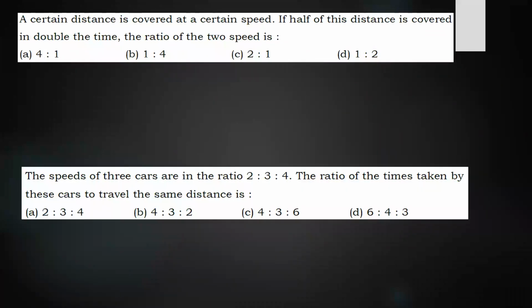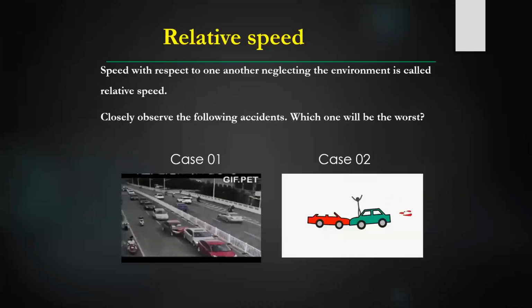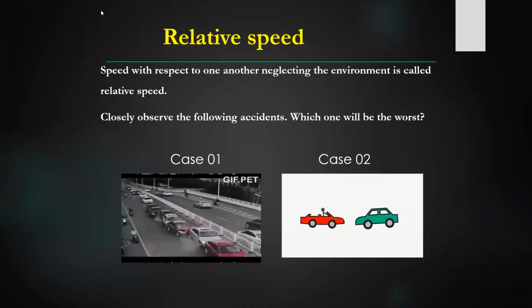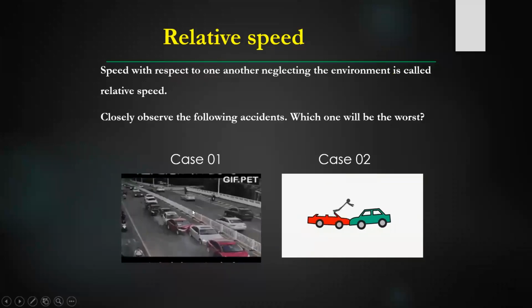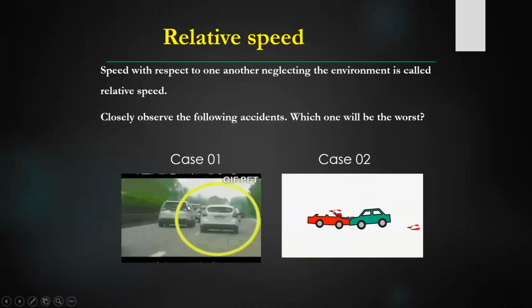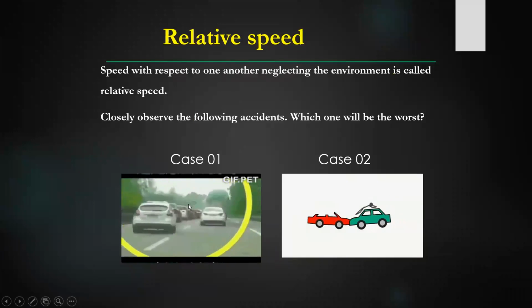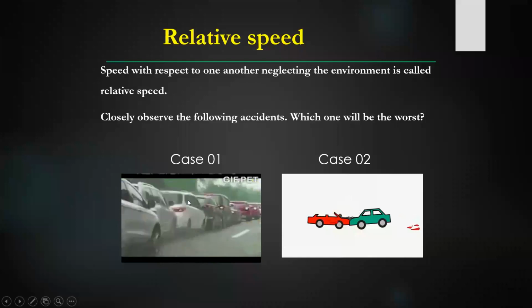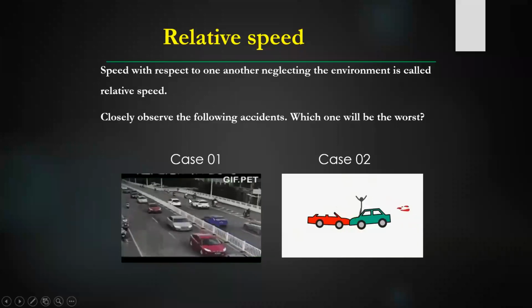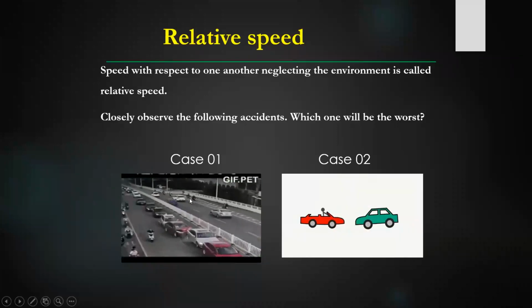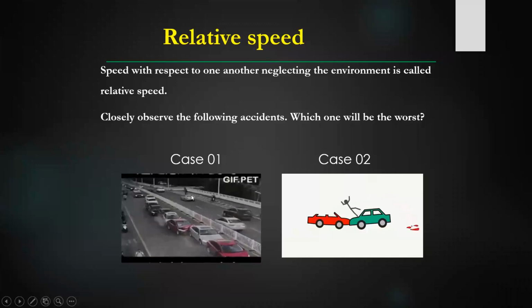Okay, in the two cases, which one is worst? We have two cases, right? Speed with respect to one another and relating the environment is called relative speed. We're going to find the relative speed. So in case one, case two, which one is worst? Case two, right? So we have direction. The most important thing is direction.